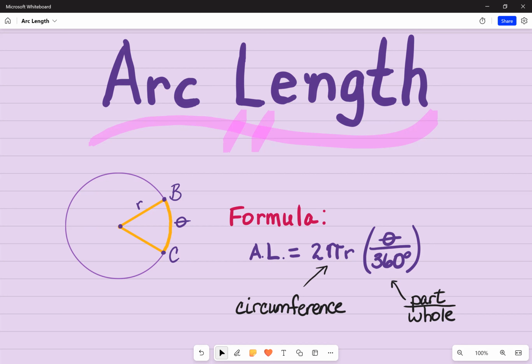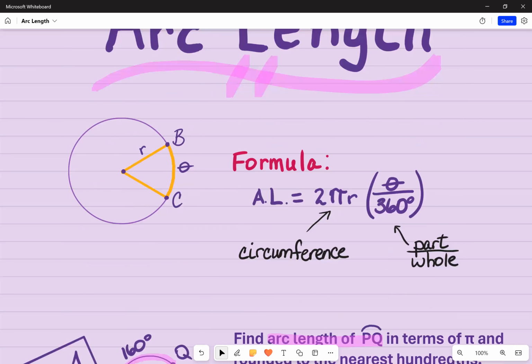I will be discussing arc length today. So for the arc length, the definition is that the distance along the arc measured in linear units. So basically what that's saying is the portion of the arc that is highlighted, I want to take that and stretch it out so that it's like a line and I can actually measure it with a ruler.